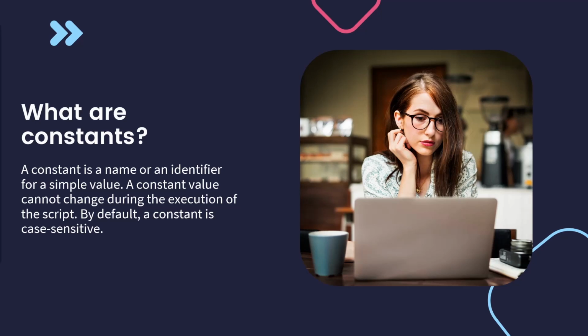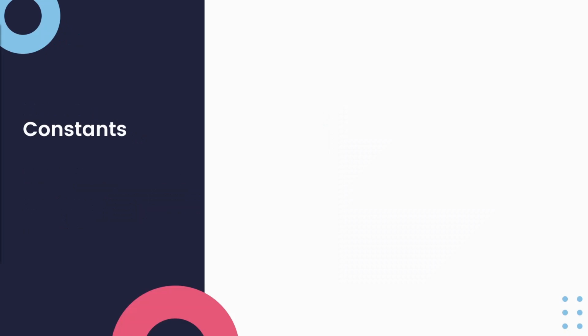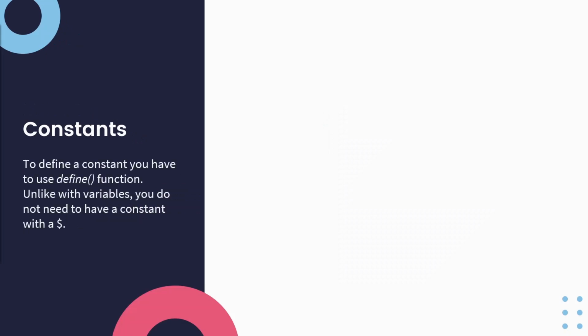A constant name starts with a letter or an underscore, followed by any number of letters, numbers, or underscores. If you have defined a constant, it can never be changed or undefined at a later stage. Let's take a look at an example of a constant. To define a constant, you have to use the define function. Unlike with variables, you do not need a $ symbol for a constant.